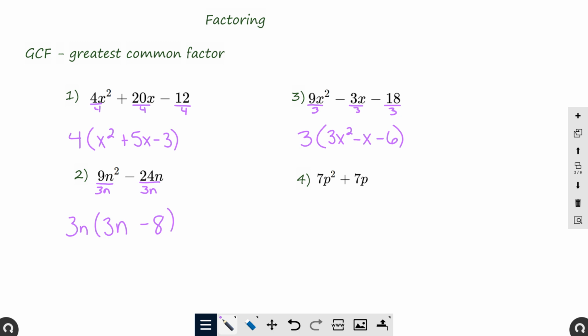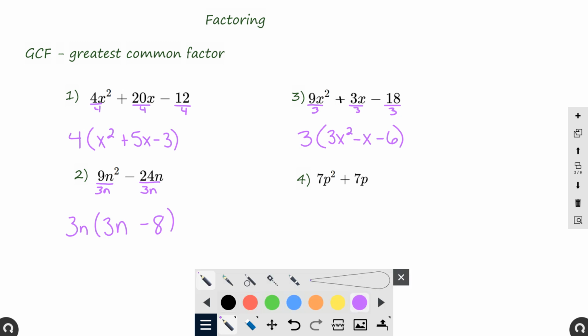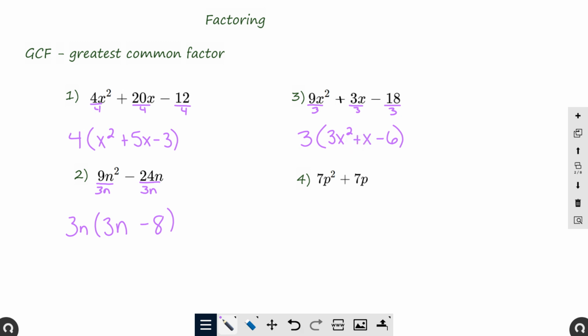Oh, y'all's is plus. Oops, I wrote mine down wrong. Now it's a plus. I'm sorry, typo there on the board. Now it matches with the worksheet.